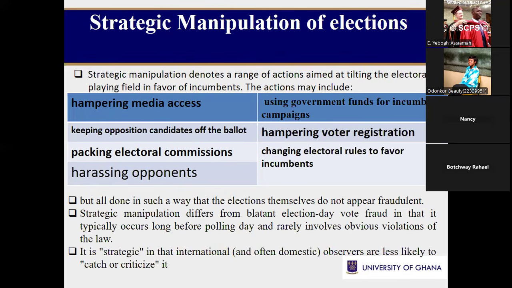Okay, you go to maybe channel 1. Okay, you see how they are sparing. You go to Joy News, and then you go to Peace, Adum. Hey, they are all saying the same thing. The green is longer than the blue. Okay, so the EC cannot bring a contrary report, or political parties cannot fool their supporters.